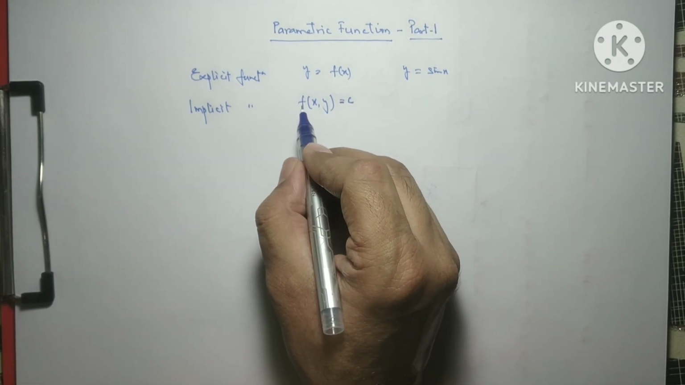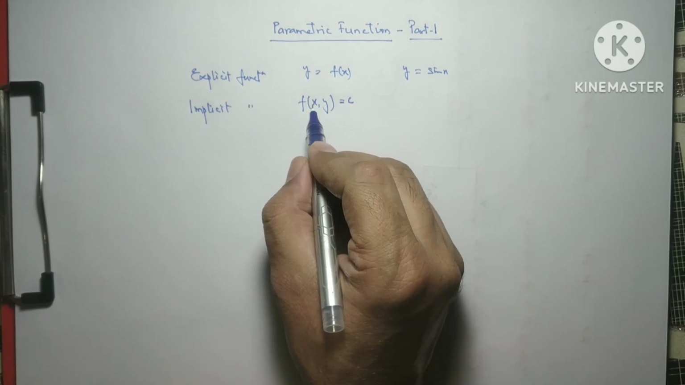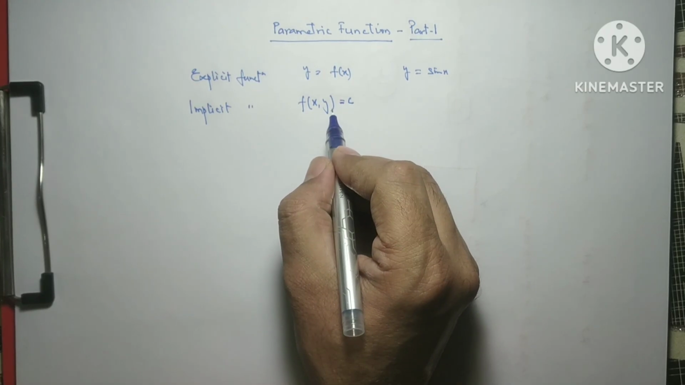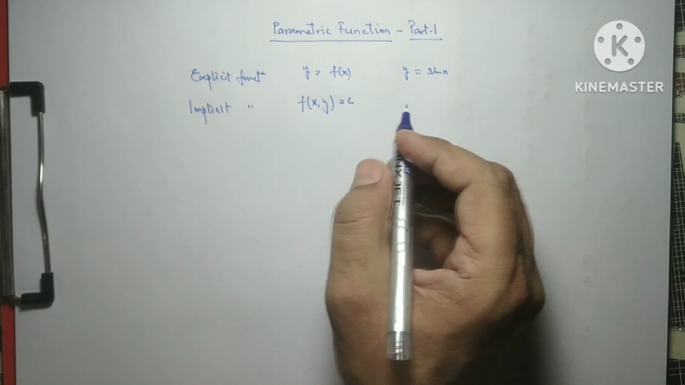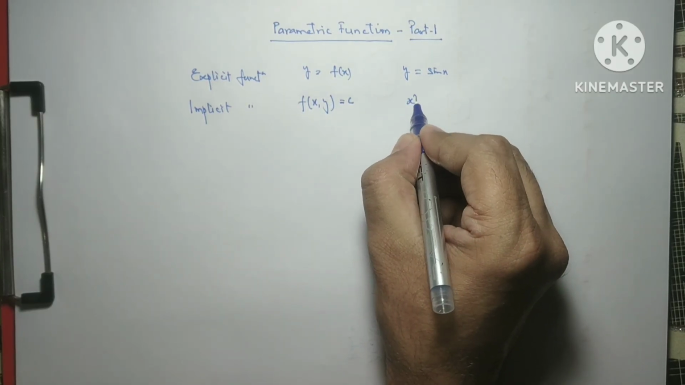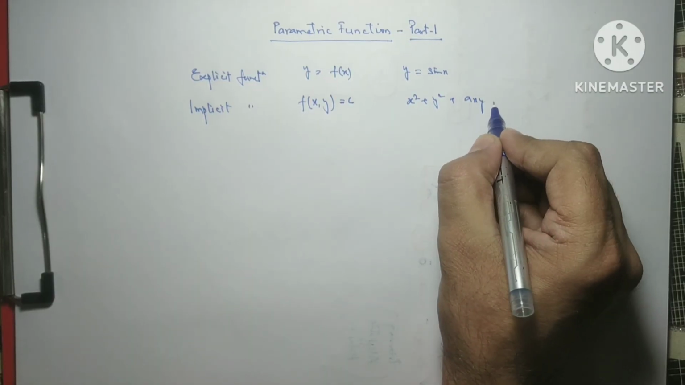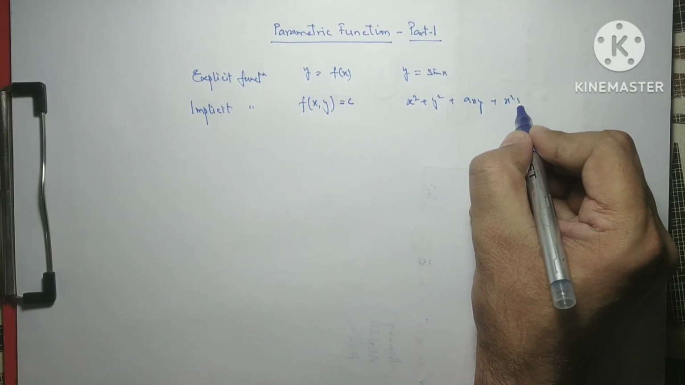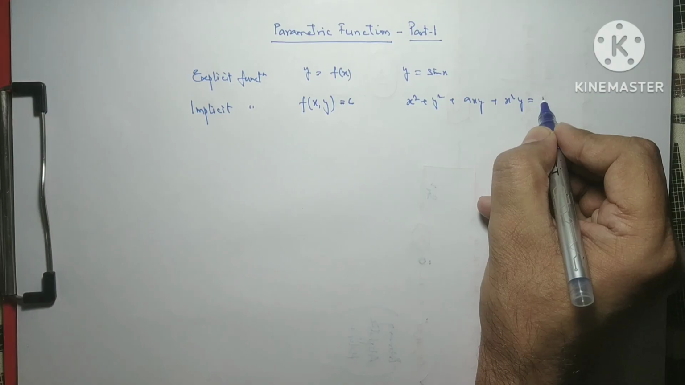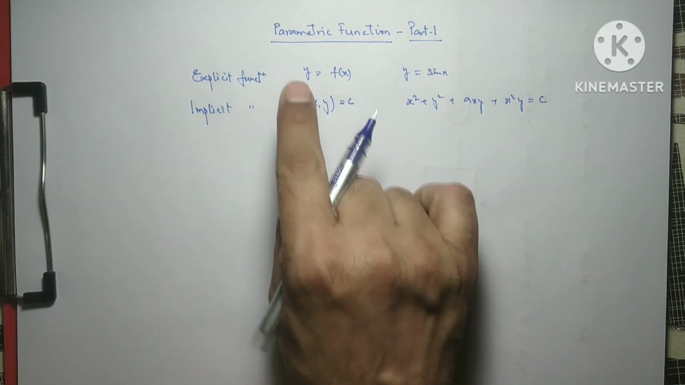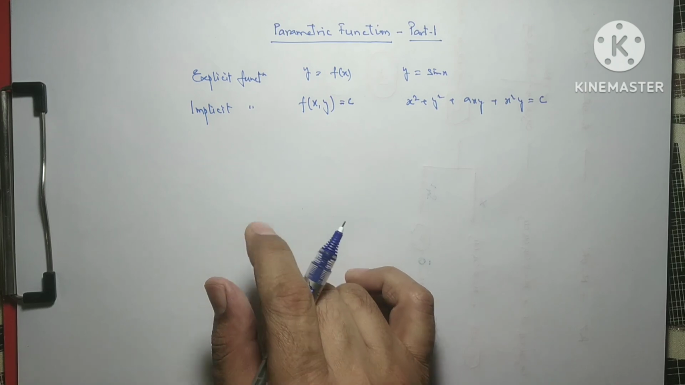So when a function is in terms of x and y, meaning two variables, then it is just like x square plus y square, or axy plus x square y equals c. So this is the implicit function. But what is a parametric function?